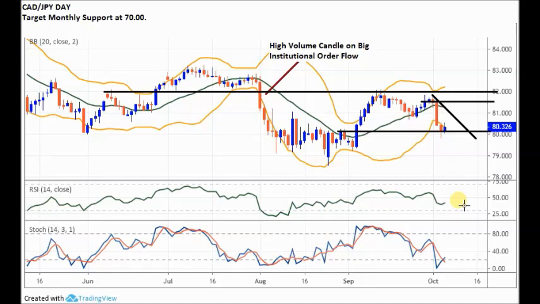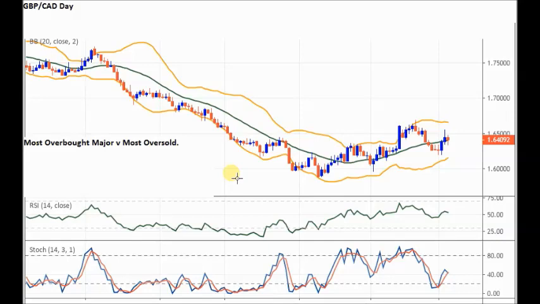Now, I really like this pair, and I also really like the next pair as well. The next pair is slightly different in terms of the fundamentals. I'll explain when we do the chart. It's going to be, of course, GBP CAD. Right, GBP CAD daily chart.